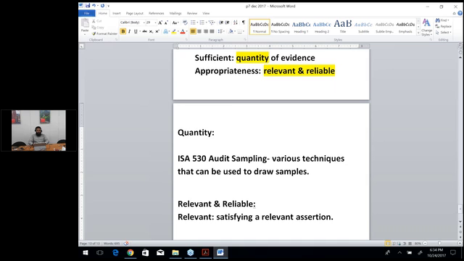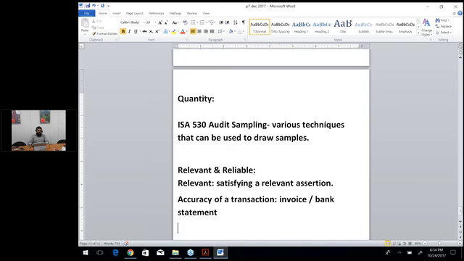For example, if you want to verify the accuracy of a transaction which is actually being undertaken, a better evidence would be that you might inspect the invoice, or the bank statement for the payment, etc. So that is what is going to be considered as accuracy. So basically, when we talk about relevance and reliability, relevant is satisfying a relevant assertion. Accuracy of the transaction needs to be verified, so you might go for the invoice or the bank statement, etc.